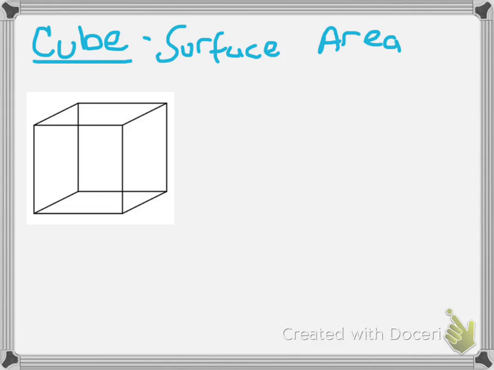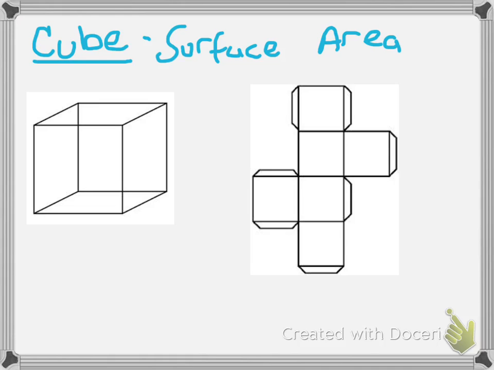The first shape we will discuss is the cube. To find the surface area of a cube, we must first find its net. Now, remember a cube is 6 squares laid out in a cross, like this. Every cube will have 6 squares in it.